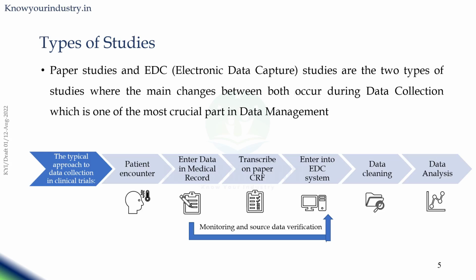In terms of paper CRF, when the patient visits the site or the hospital, the coordinator will enter the information which is collected in a medical record. Then the same is transcribed into a paper CRF as per the specified format. Then once it is transcribed into the paper CRF, the same is entered into the EDC system. Further, the data which is available should be monitored and verified against your medical record. Post this process, this data is cleaned.